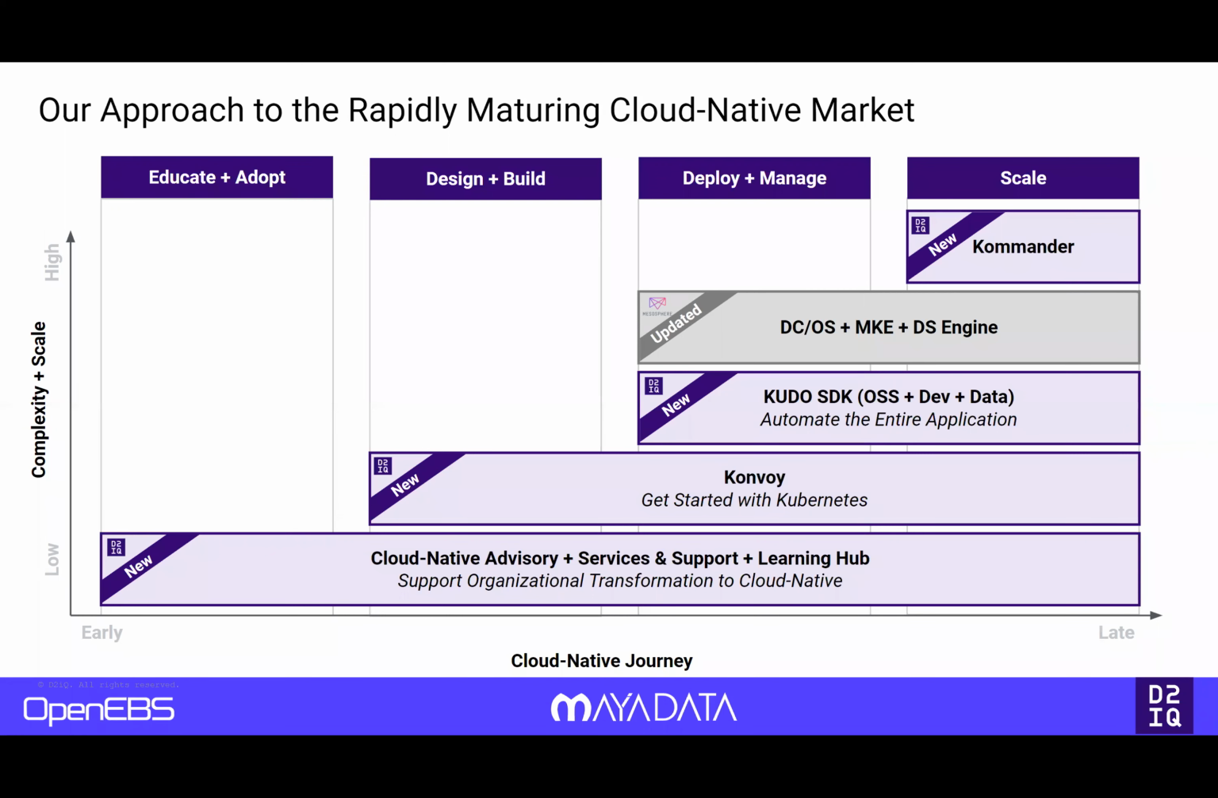And the last item on the list is Kommander. Kommander gives you the single operations pane to manage all your Kubernetes clusters, whether they run in the cloud provider or on-prem. Again, it's not specific to Konvoy. These can be Konvoy clusters and or any other Kubernetes distribution. And Kommander is currently in alpha. Next slide.